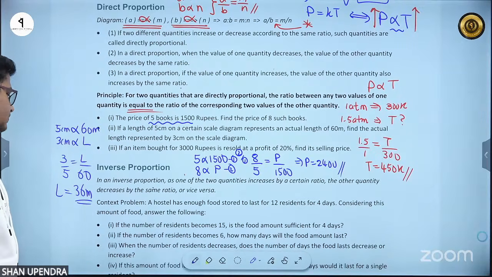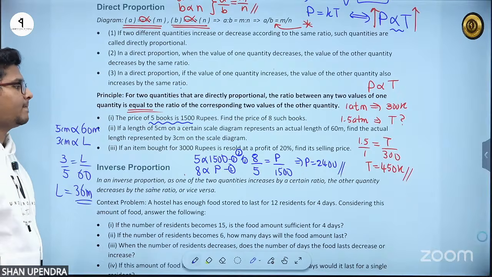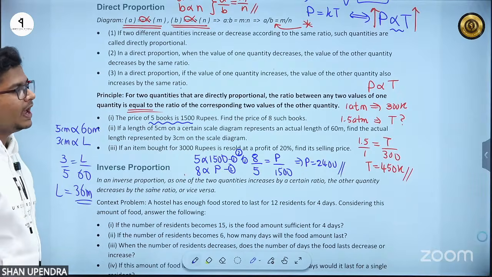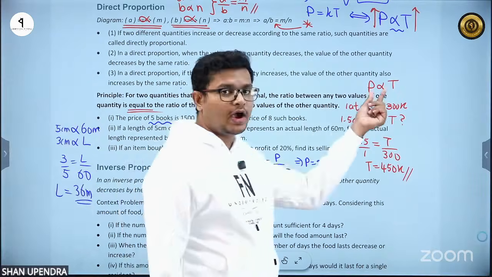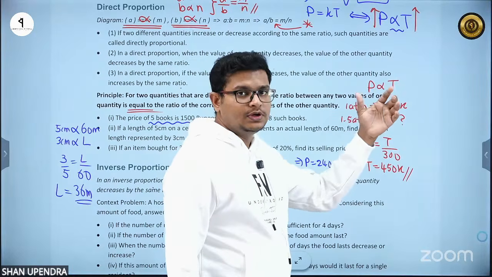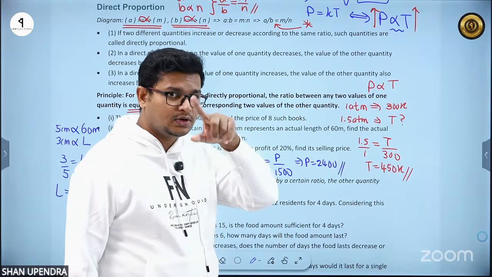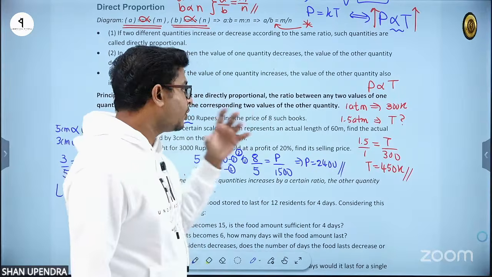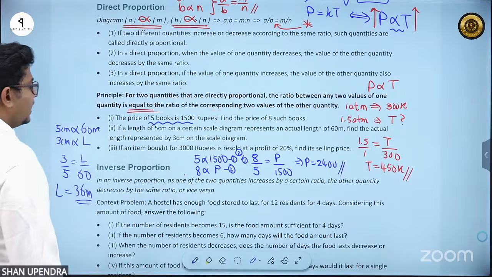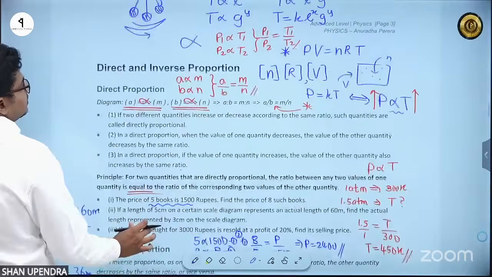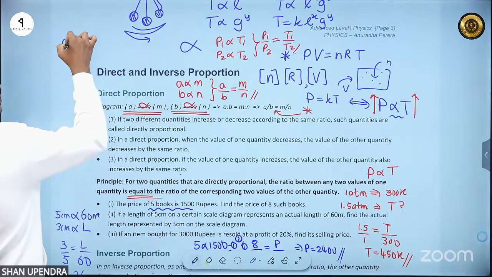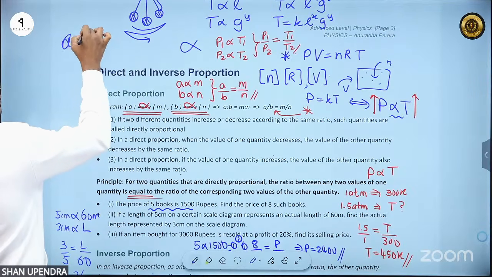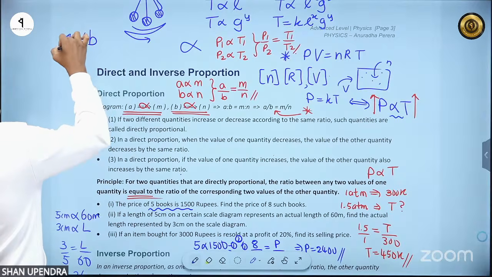Okay, proportional relationships. An important thing is, if you identify any proportional relationship, you can remove the proportionality symbol using a proportional constant. Let's take it now: you identify A is direct proportional to B.